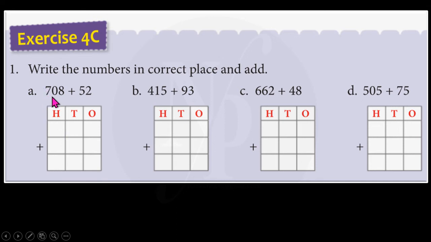In the number 708, 7 is in hundreds place, 0 is in tens place, and 8 is in ones place. So let us write the 7 in hundreds place. So 7 will be written here, 0 here, and 8 here. Let us write down now. 700, 0 here, and we should write 8 in ones place. In the number 52, 5 is in tens place and 2 is in ones place. So we should write 5 in tens place here, not here.